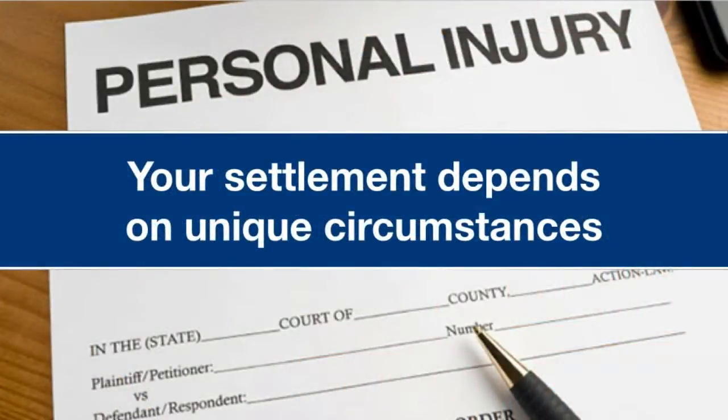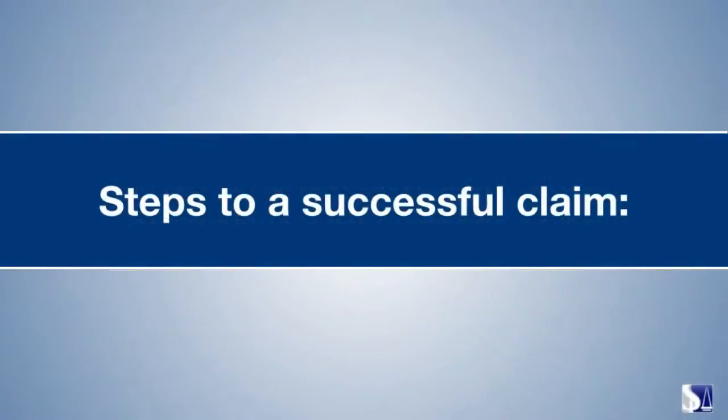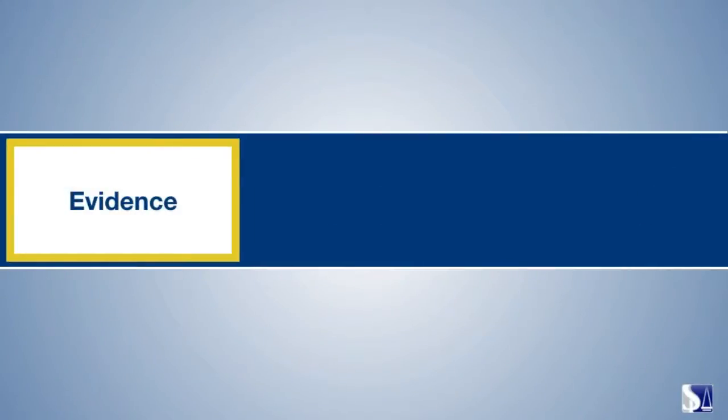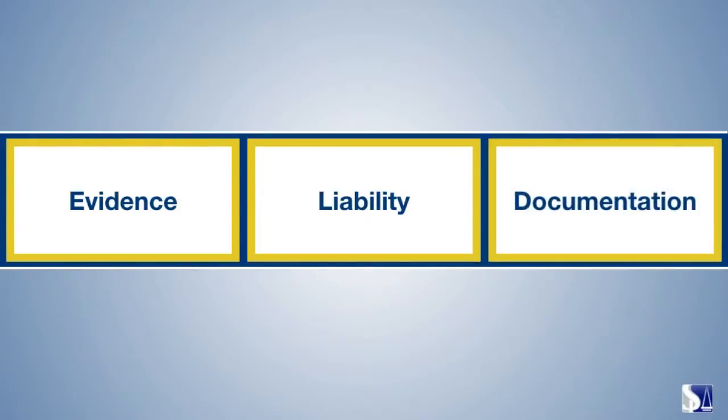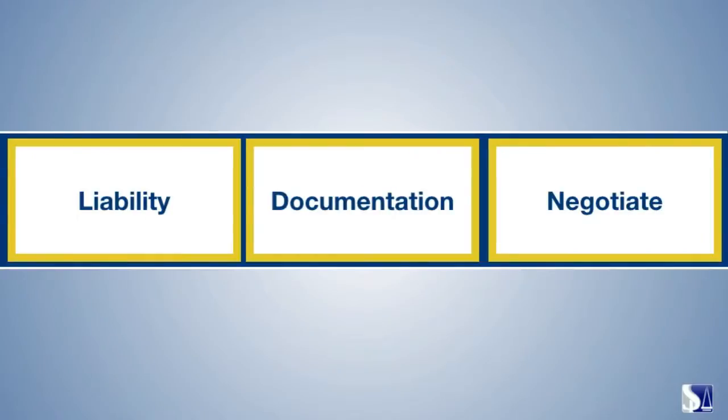However, there are a few steps you can take to assure your settlement negotiations progress smoothly and you get fair compensation. Here are the steps to a successful claim. 1. Give the claims adjuster enough evidence proving his insured caused your injuries. 2. Get the adjuster to accept liability for his insured. 3. Submit documentation of your damages. 4. Negotiate in good faith towards a fair settlement amount.